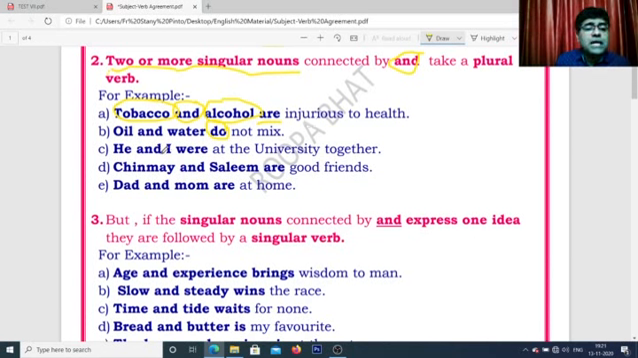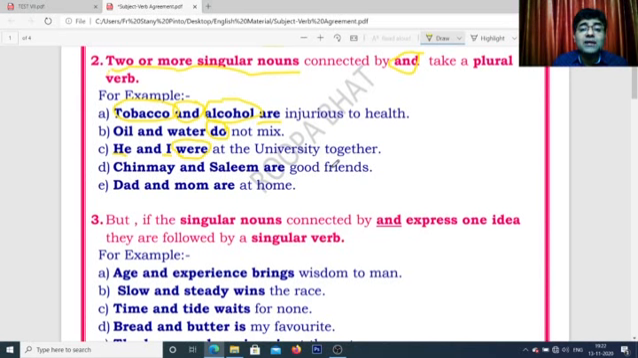Then, he and I were at the university together. He, one singular noun, I, another singular noun, connected by and, take a plural verb. You don't say he and I was at the university, then you are leaving out him. He and I were. Why were? Because here one and one, two, which means it is a plural verb, right?